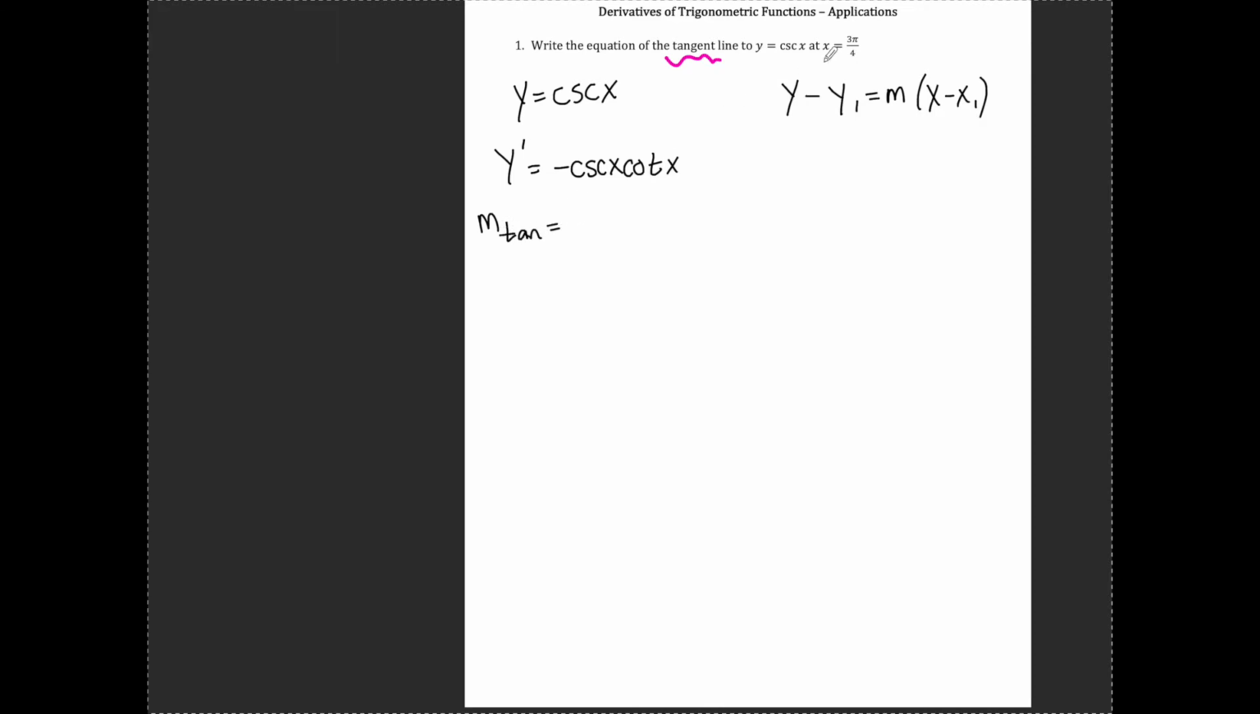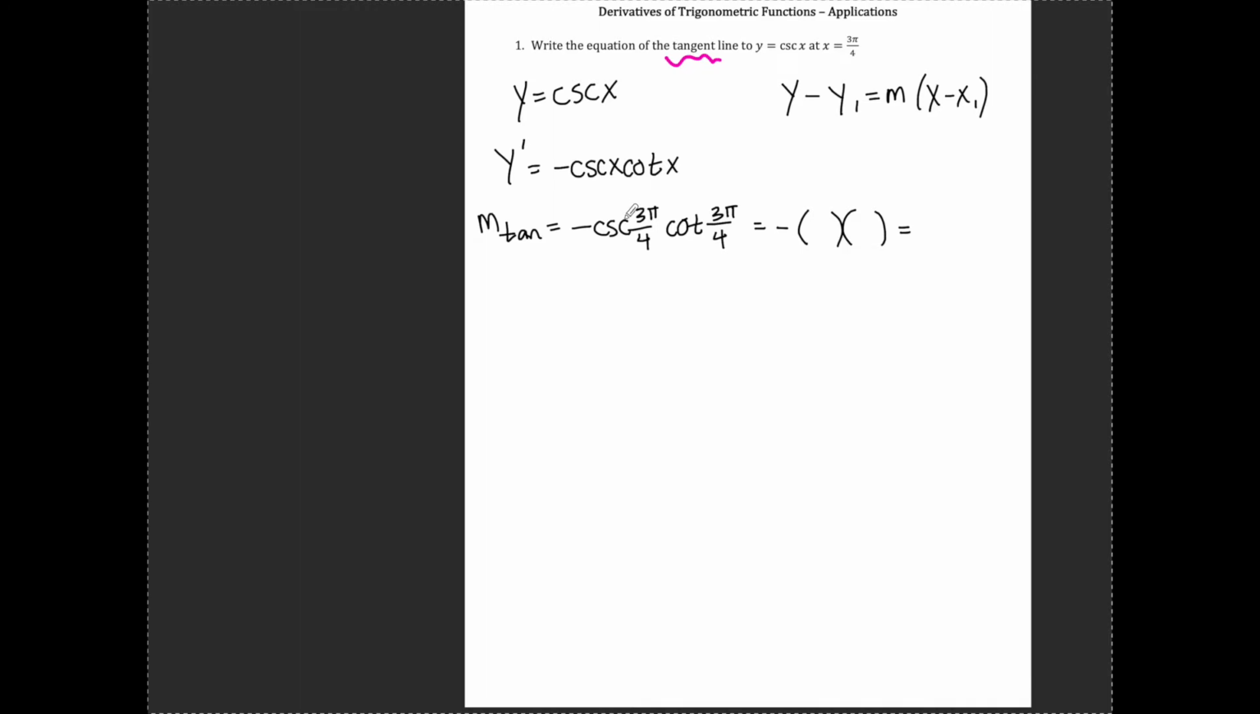Since I'm finding the slope of the tangent line at x equals 3 pi over 4, I plug 3 pi over 4 into the derivative. So I have negative cosecant 3 pi over 4 times cotangent of 3 pi over 4. I'm going to leave that negative here, and I'm going to evaluate cosecant of 3 pi over 4 and cotangent of 3 pi over 4.